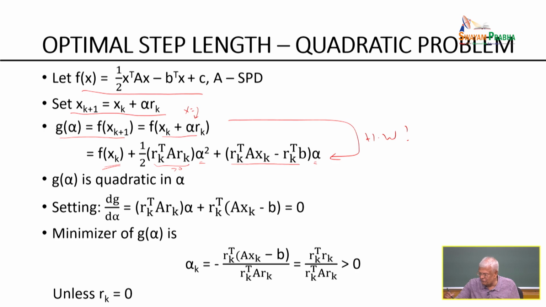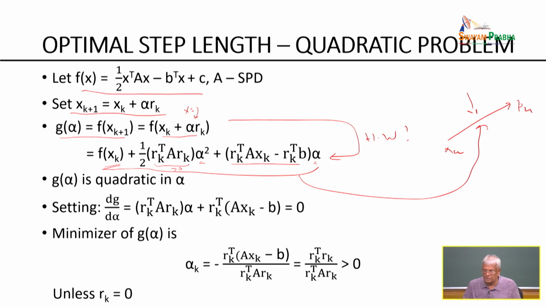The function f of x starting from xk along the direction pk looks like a quadratic in alpha, and that quadratic form is given by this. So this is the shape of the function along the direction pk centered at rk. That's a quadratic in alpha. One way to minimize the quadratic in alpha is to compute the gradient. This is a quadratic term, this is a linear term. So the gradient of g of alpha is given by this.